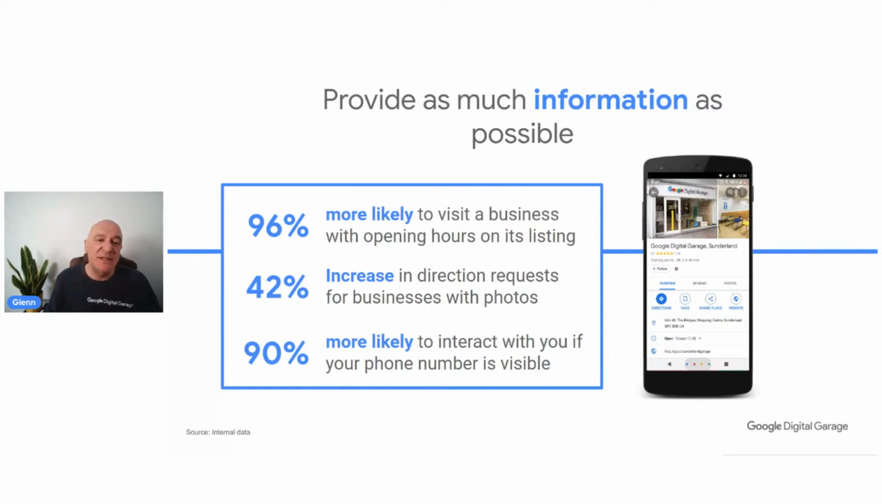A 42% increase in direction requests for businesses with photos highlights the importance of imagery. We like good photos. We like to see what we're expecting, what's going to come up, what the place looks like. And again, we'll cover some examples of that quite soon. And then if your phone number is visible, 90% of people are more likely to interact with you.